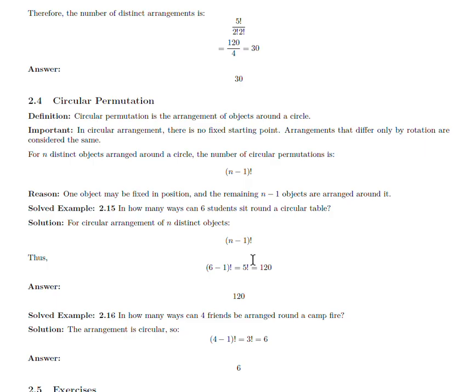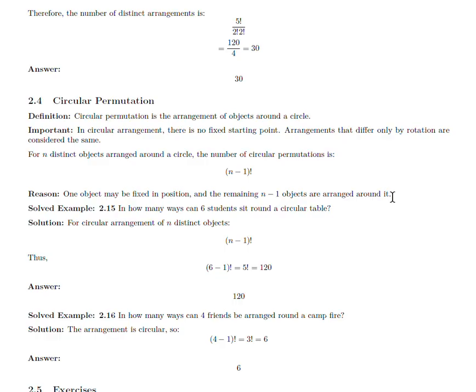Circular permutation. This circular permutation is the arrangement of objects around a circle. In circular arrangement, there is no fixed starting point. Arrangements that differ only by rotation are considered the same. For n distinct objects arranged around the circle, the number of circular permutations is n minus 1 factorial. One object may be fixed in position and the remaining n minus 1 objects are arranged around it.